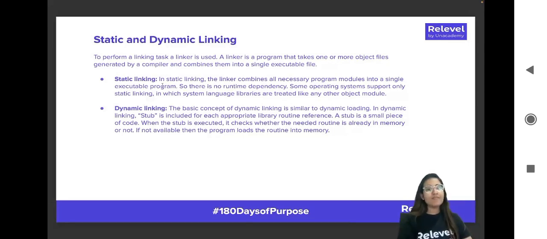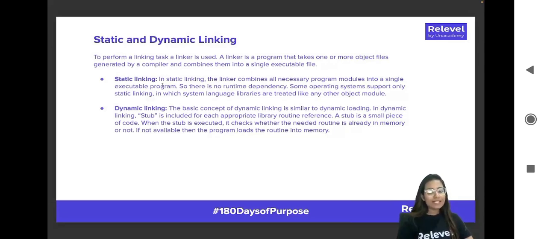Now, whenever you try to run your program, because you have all those dependencies, you want to make sure that all of those program modules are also there. So the linker in static linking basically combines all the necessary program modules and binds them into a single executable program, so that at runtime there is no dependency. Whatever you need has already been provided to you, has been taken from the dependency part and given to you.